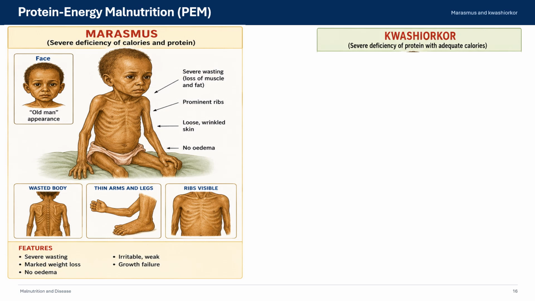Now, typical features of marasmus include severe wasting, old man face appearance, marked weight loss, prominent ribs, very thin arms and legs, loose wrinkled skin, but with no edema, and therefore the main recognition clue for marasmus is when there is severe wasting without edema.